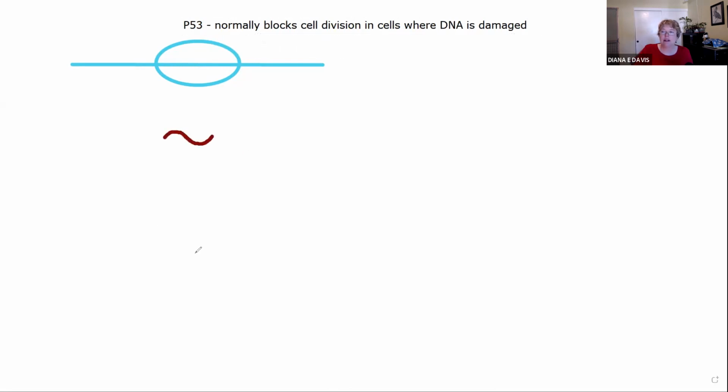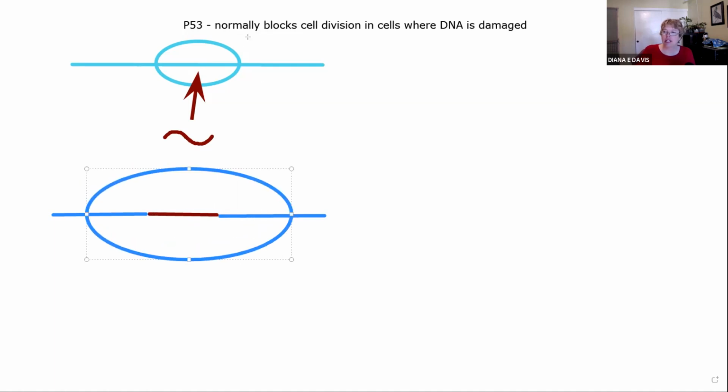Now here's a gene from HPV, and it wants to insert in your DNA. And when it decides to insert in your DNA, it says, this is where I want to be. If the virus gene inserts into the location where P53 is, then P53 cannot function anymore, and it cannot stop cell division.